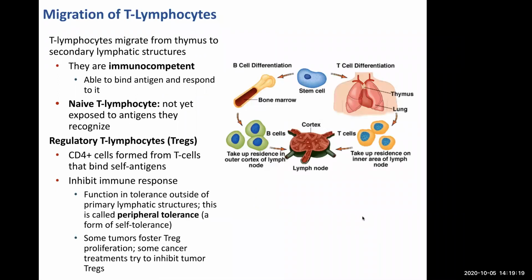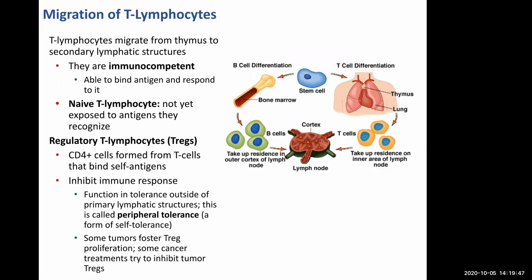Okay. So that's what this slide goes over right here. Again, these concepts or these definitions of immunocompetent versus naive, right? And then one other category of T cells I want to make mention of are what we call the regulatory T cells.